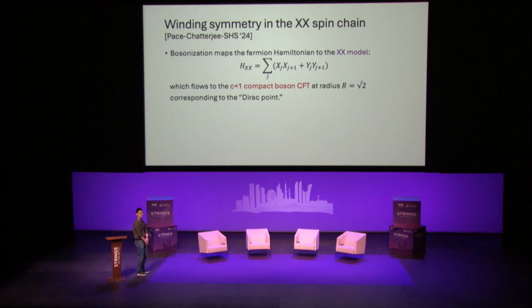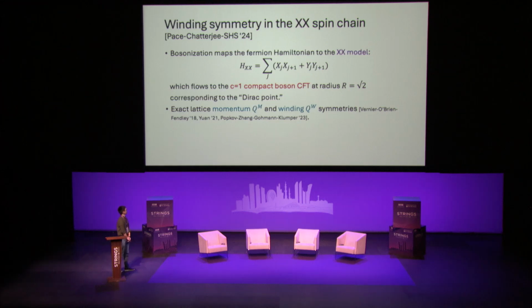This flows to the C=1 compact boson CFT at a specific radius. The previous construction under bosonization mapped to an exact lattice momentum U(1) symmetry and an exact lattice winding U(1) symmetry, which has been discussed in these papers. And they also generate a non-abelian Onsager algebra on the lattice.